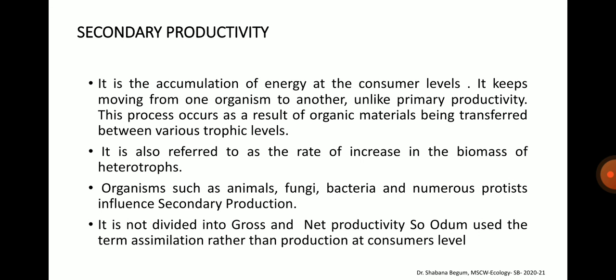Organisms such as animals, fungi, bacteria, and numerous protists influence secondary production. The secondary productivity is not divided into gross and net productivity. So, Eugene P. Odum used the term assimilation rather than production at the consumers' level.